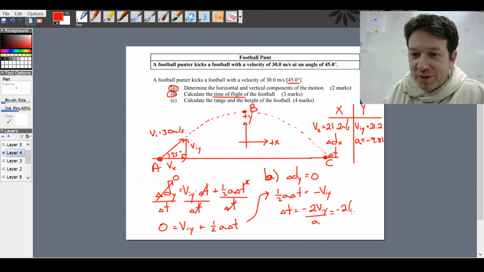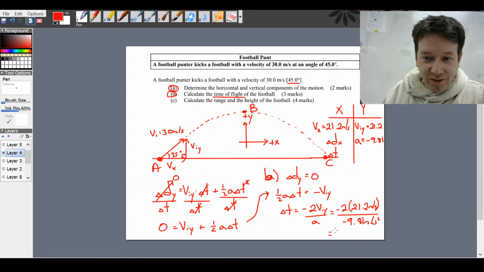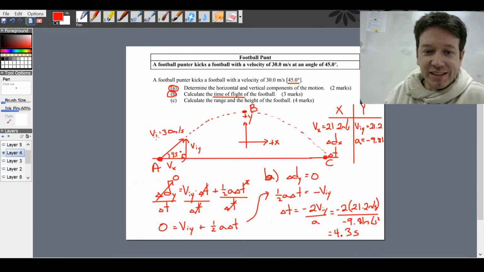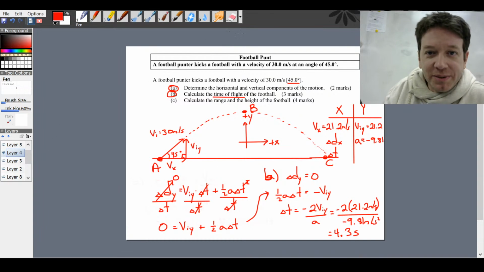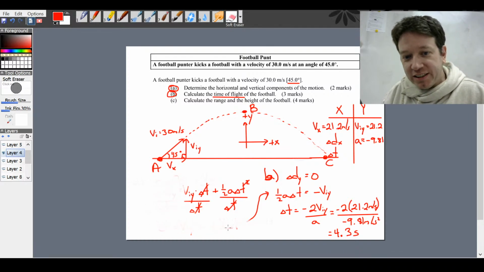So VIY we know is 21.2 meters per second. Again, don't worry about that negative because it's about to disappear, because acceleration is minus 9.81 meters per second squared, which gives us a time of flight of about 4.3 seconds. There's our time of flight done. All right, let's move on to part C. Just erase some of this here. These questions require a lot of space.